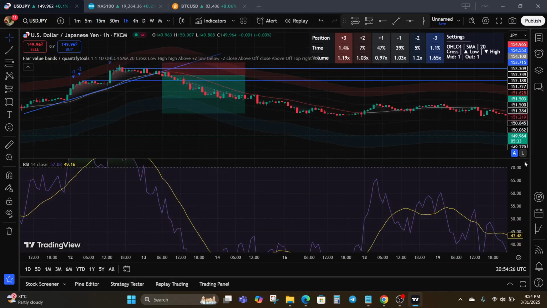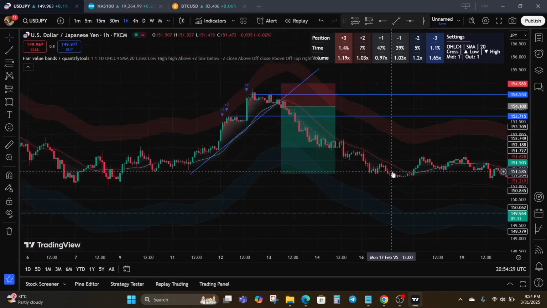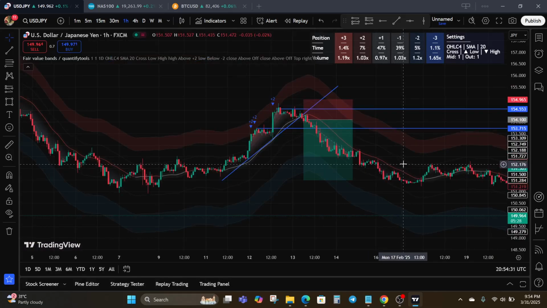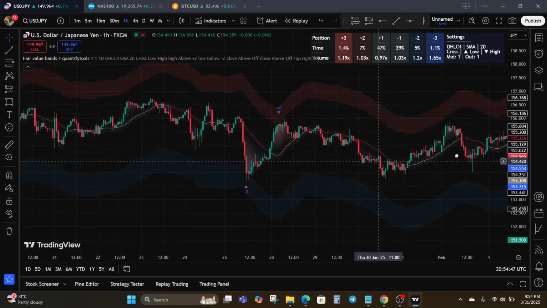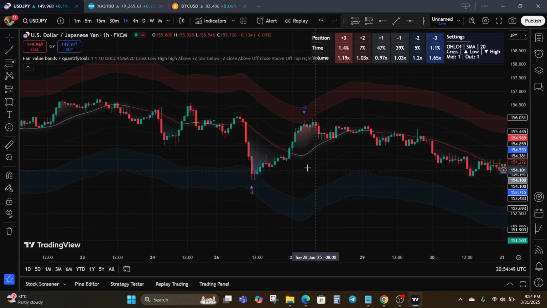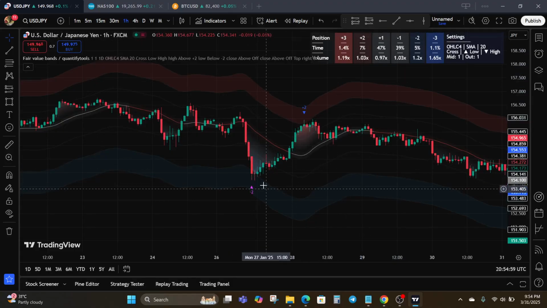Meanwhile, ensure that you always observe good risk to reward ratios, even when using the fair value bands indicator. Remember that there is no indicator out there that guarantees profit. There is no indicator out there that is foolproof. So that is the reason why you must always observe good risk management, because you might not be right all the time. The times that you are not right, you should make sure that your losses are minimal. And the times that you are right, you should make sure that your gains are maximal. Okay, just another example.